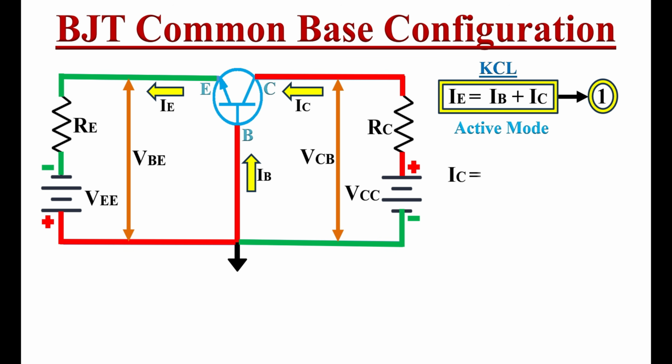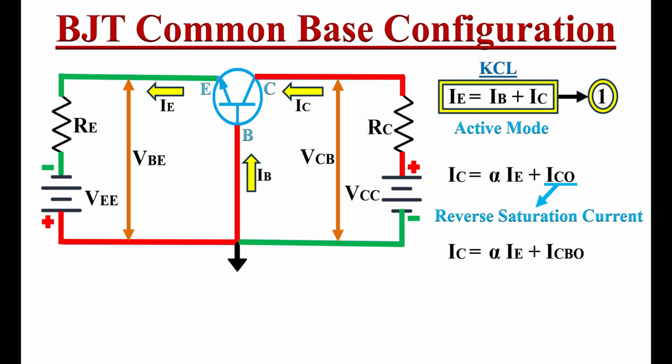Here the collector current IC equals to alpha times IE plus ICO. This ICO is the reverse saturation current. We will rename this reverse saturation current for common base configuration as ICBO. So here we write IC equals to alpha times IE plus ICBO. Here B stands for common base configuration and O stands for open circuit, because here we measure this current when the emitter terminal is open.